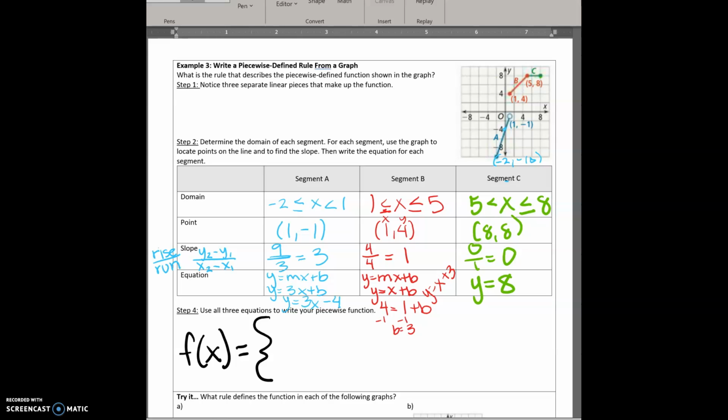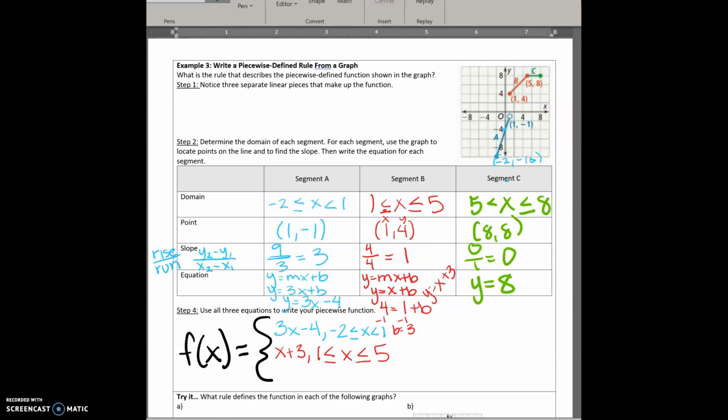And then you're just going to copy in the information. So from the blue one, we need our function or equation, which was 3x minus 4. And we're going to use that when -2 is less than or equal to x, which is less than 1. And then we would use this equation, the x plus 3, for our domain of 1 less than or equal to x less than or equal to 5.